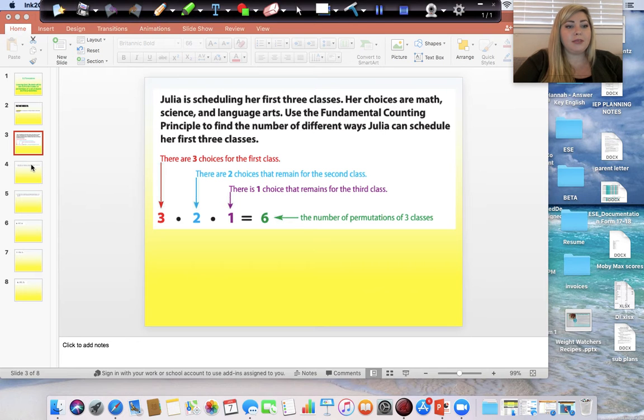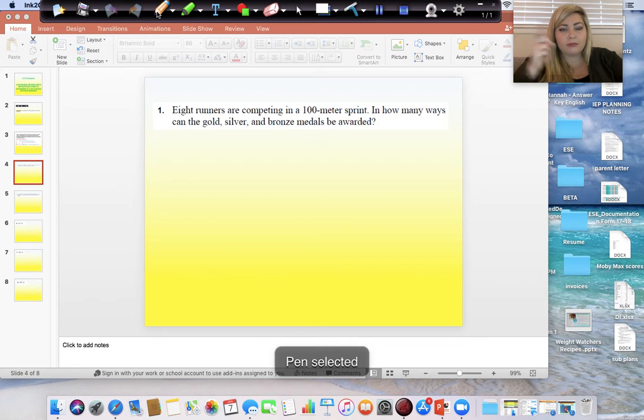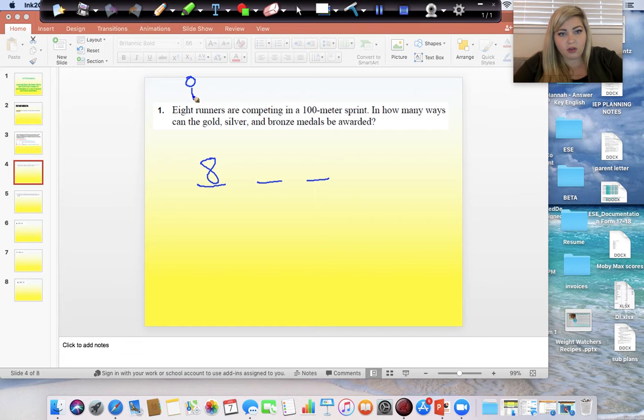So let's work on some examples with these. So we have 8 runners. Look at my runner coming in. Okay, so 8 runners are competing in a 100-meter sprint. In how many ways can the gold, silver, and bronze medals be awarded? Well, there are 3 different places: gold, silver, and bronze medals. There are 8 runners, so for first place, gold, there are 8 people that could get gold. Well, now we've taken one of the runners out. Let me just draw our runners here.